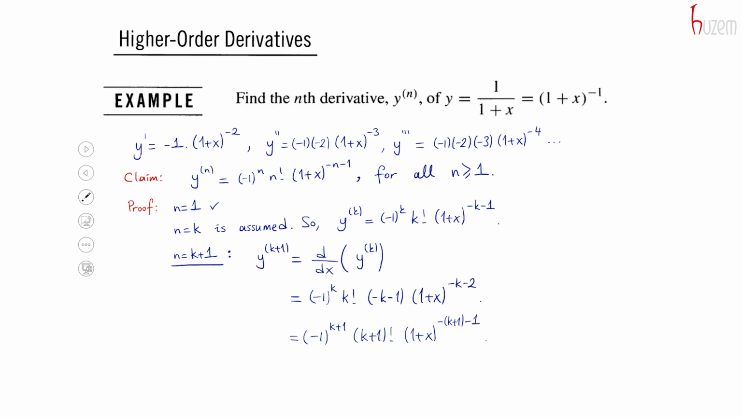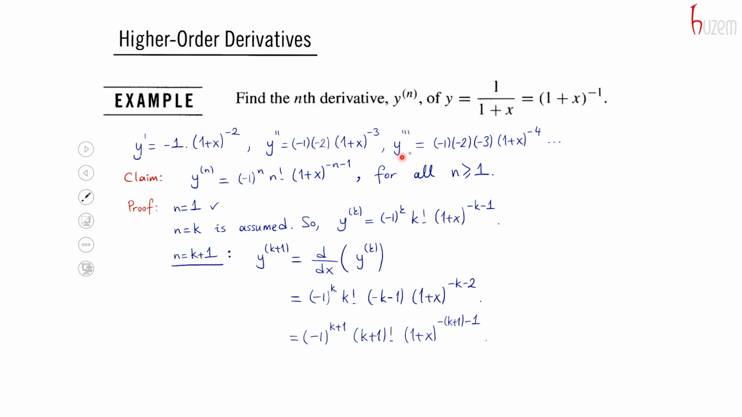Okay, our final example involves derivatives of reciprocal of 1 plus x, and here is how to find formulas. So the first derivative is clearly minus 1 times 1 plus x to the power minus 1, which is minus 2. Second derivative: minus 2 times minus 1 times minus 3 as a power here of 1 plus x.